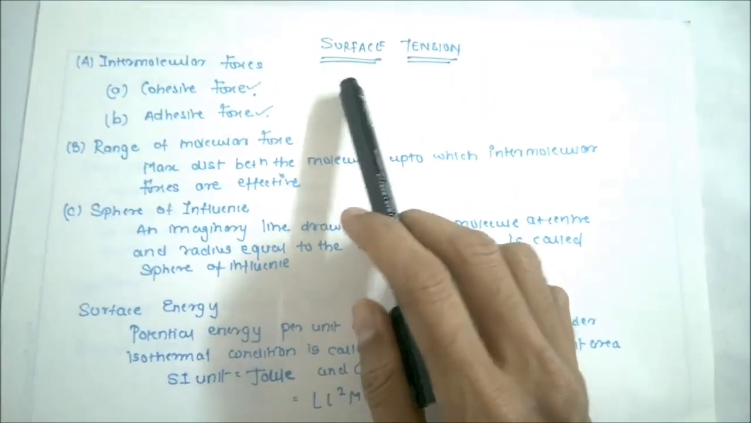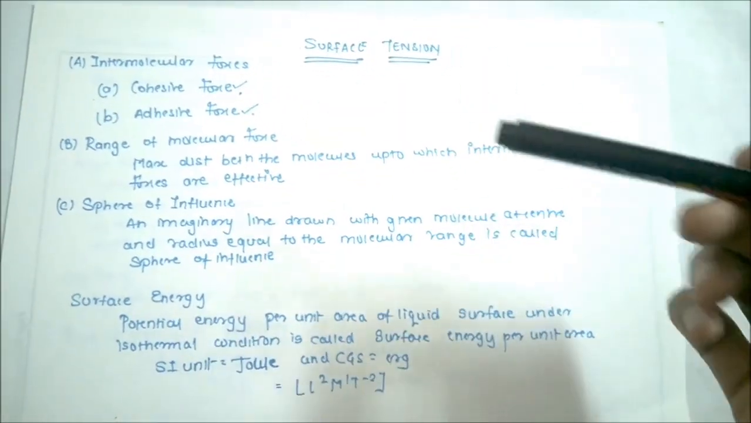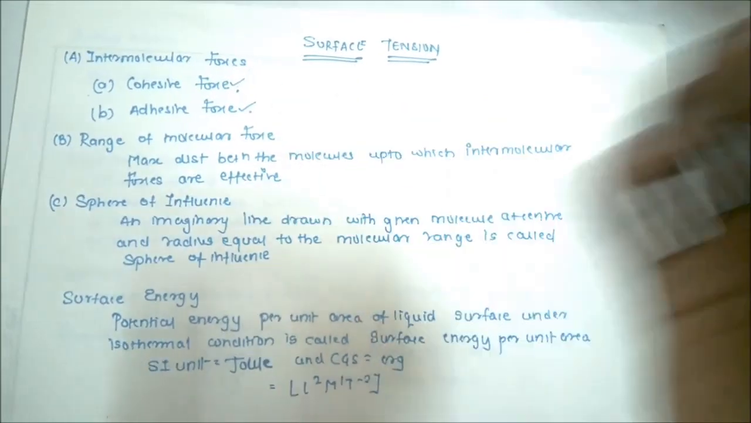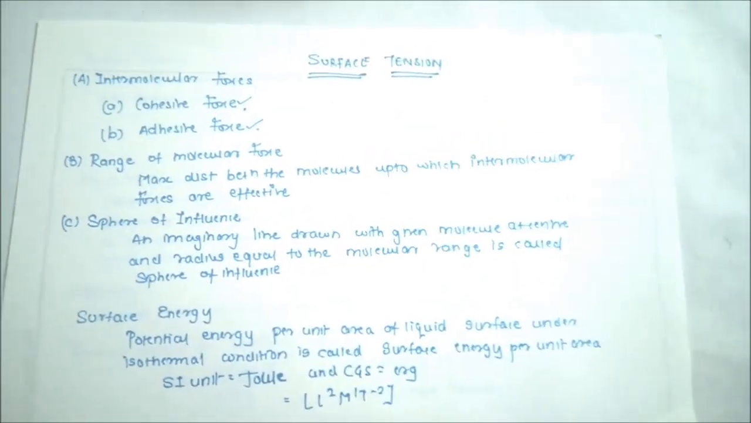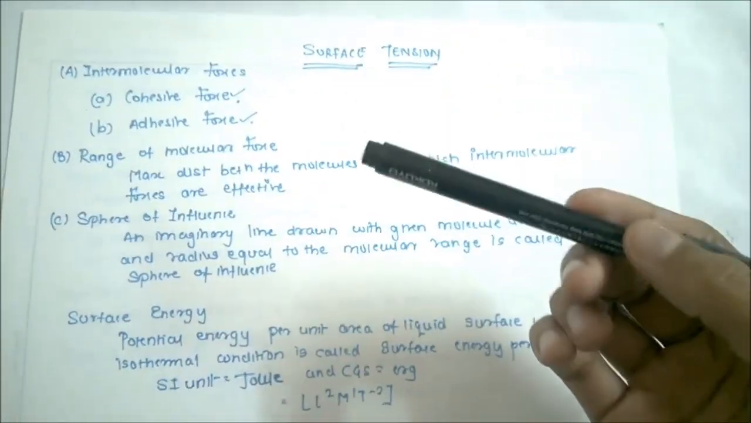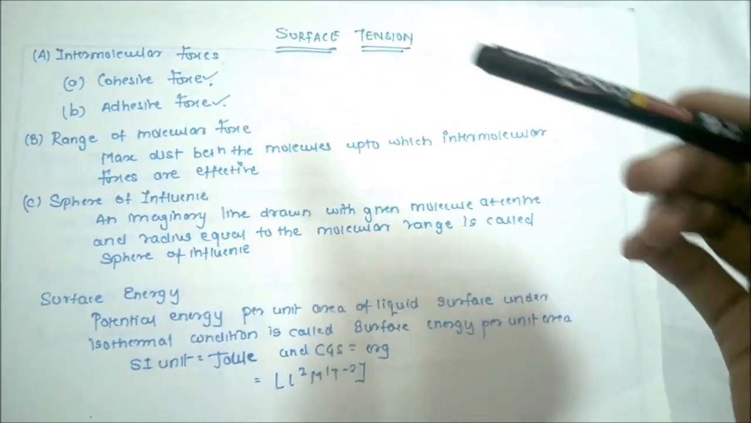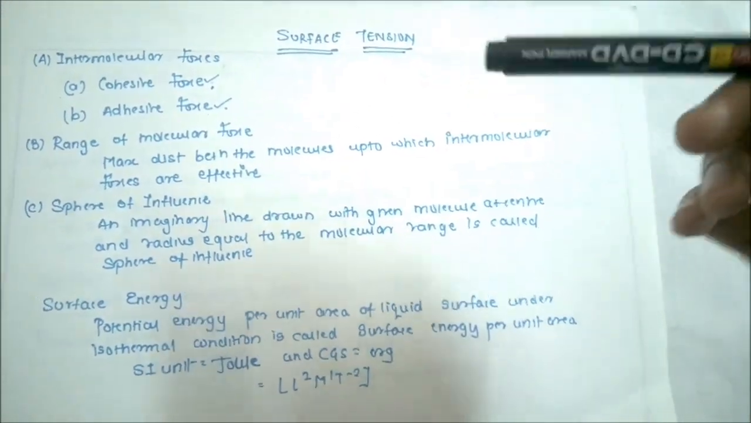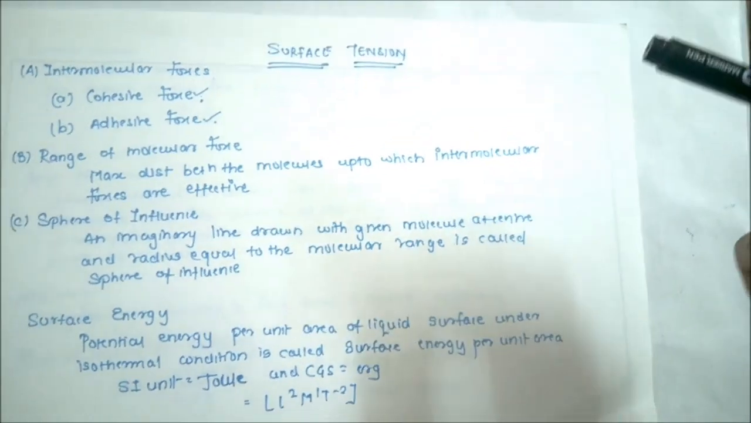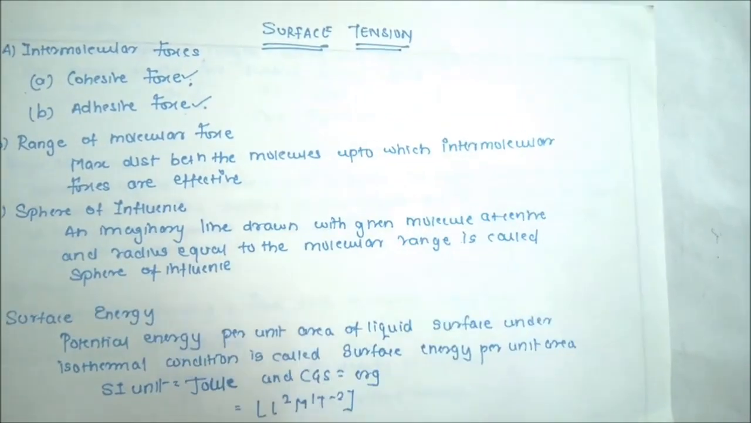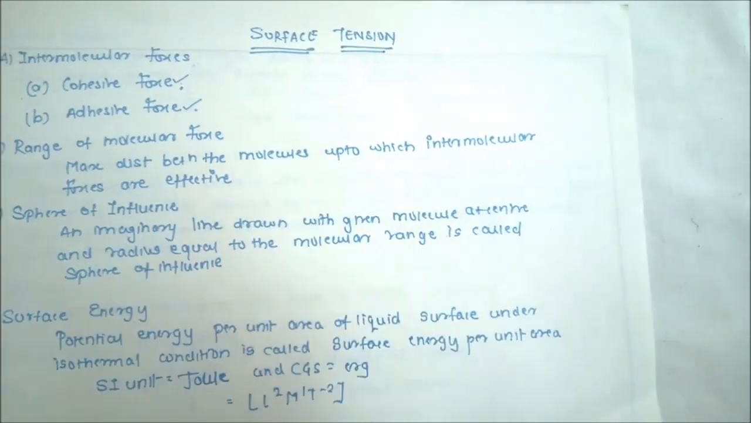We are talking about surface tension over here. In the chapter there are a few theories. Firstly, the intermolecular forces. Surface tension is basically why raindrops, soap bubbles, or small droplets of mercury take a spherical shape.